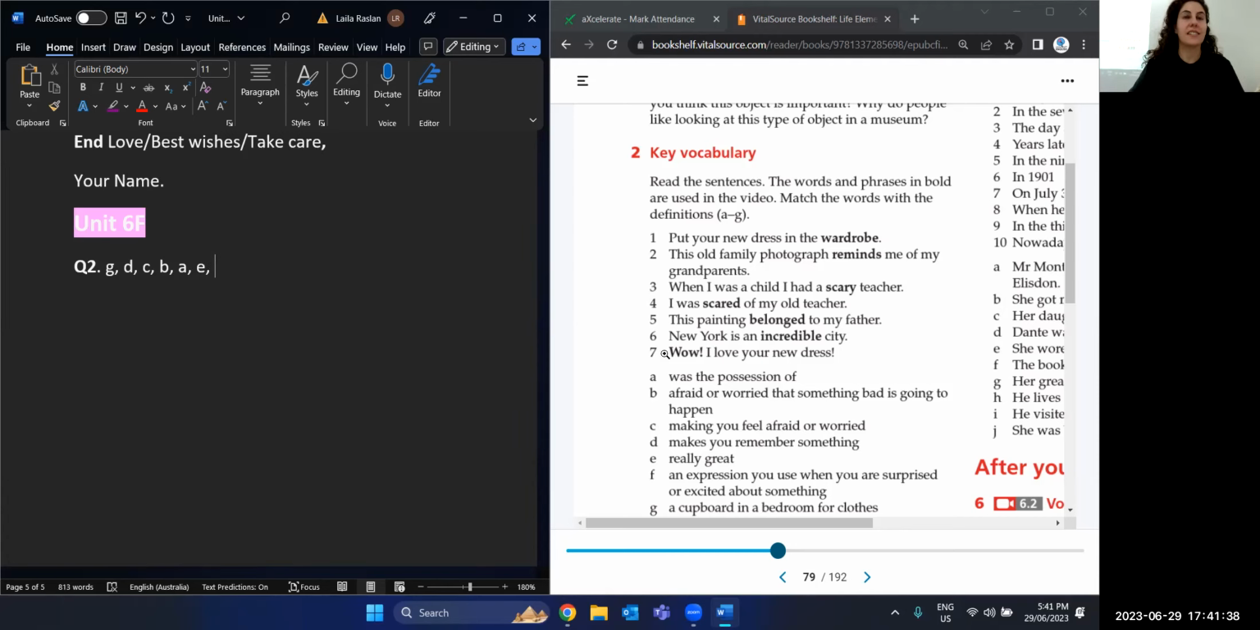Wow. I love your new dress. Wow is an expression, like wow. Oh my God. Wow. What does wow mean? F, an expression you use when you are surprised or excited about something. Okay, good. So we learned some new words today. Wardrobe, reminds, scary, scared, belonged, incredible, wow.